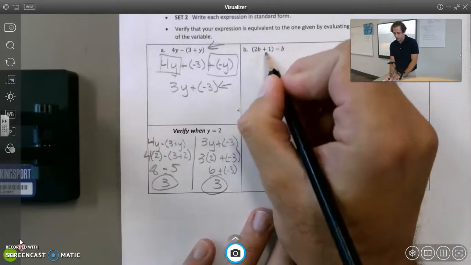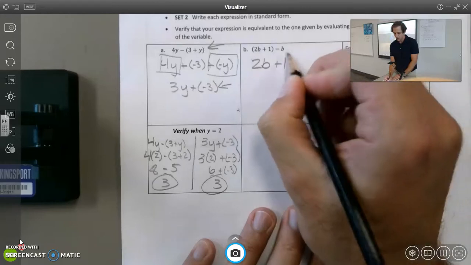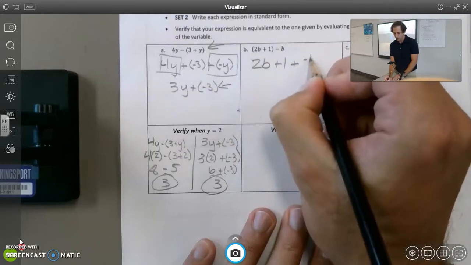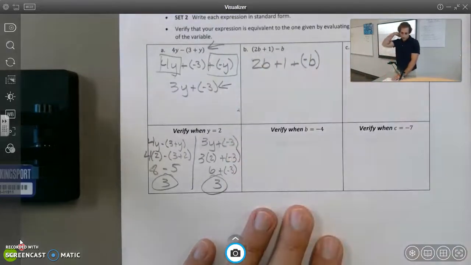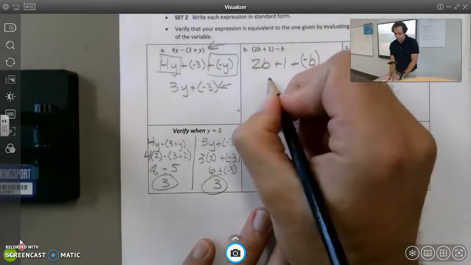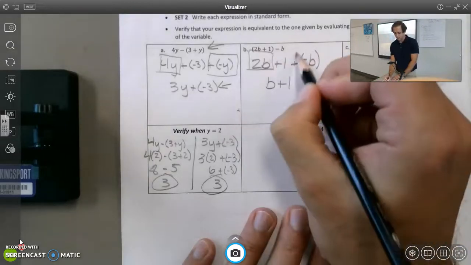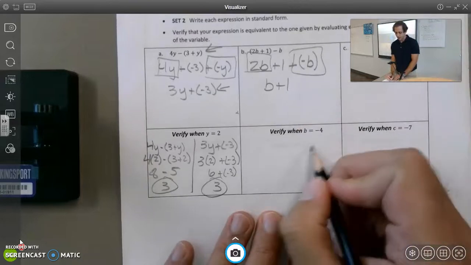2b plus 1 minus b. So it's 2b plus 1, and I'm going to change this subtraction to addition, plus the opposite of b, or plus negative b. And now that it's all addition, these parentheses become unnecessary. b plus negative b is b, and that's plus 1. Here are like terms. And when I evaluate, I should get negative 3.